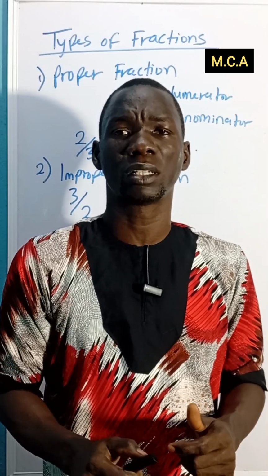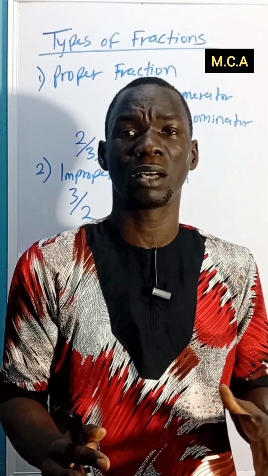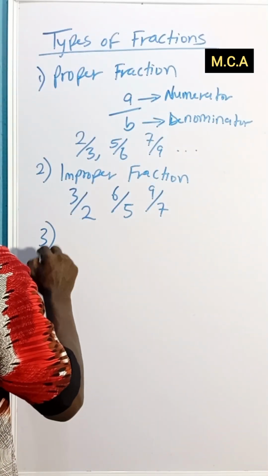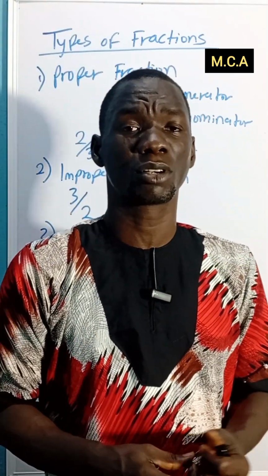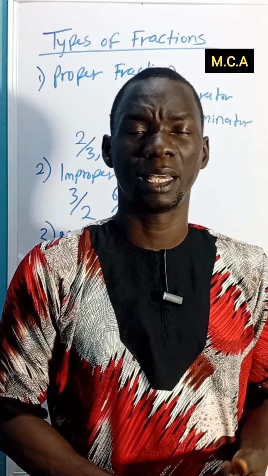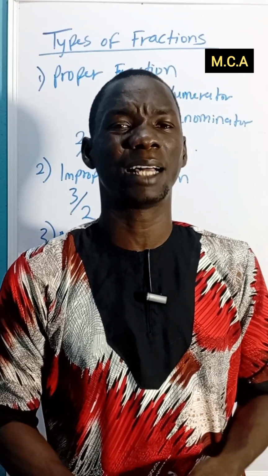So let's look at the third one, which is called the mixed fraction. These are popular types of fraction. The mixed fraction. So what is a mixed fraction? A mixed fraction comprises of a proper fraction and a whole number. A mixed fraction is made up of what? A proper fraction and a whole number.